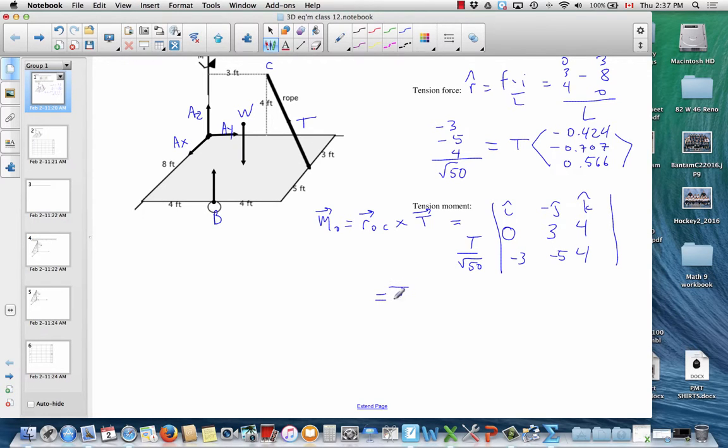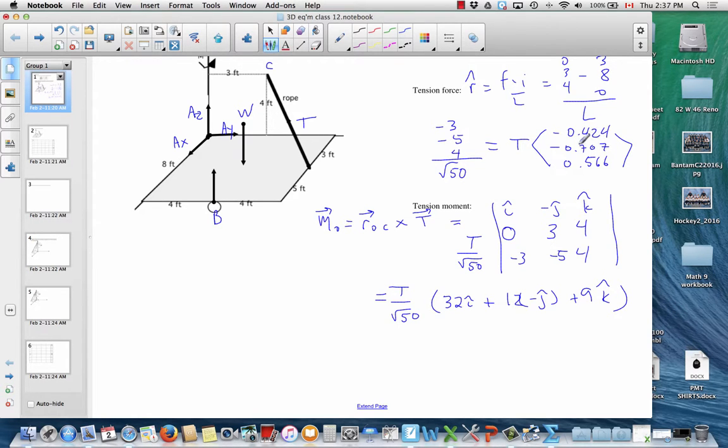So we have to do this cross product. For i, you cover this, and it's 12 minus 20. So that's negative 8i. You cover this, it's nothing minus 12. So that's 12. But then there's a negative that's attached to the j, so that's minus 12j. Then you cover this, it's nothing minus 9, or it's plus 9 in the k direction.